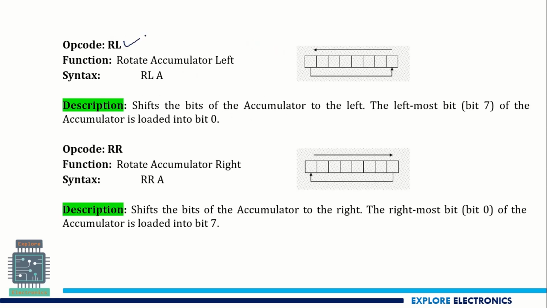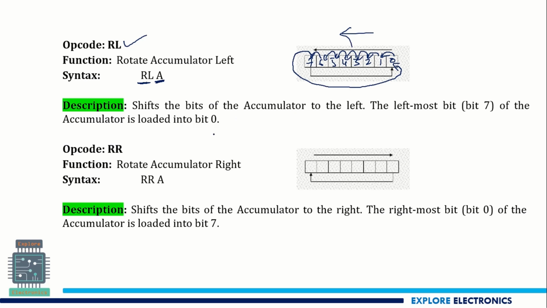Then we have rotate left. This is rotate accumulator left. RL A means rotate left with the accumulator data. So accumulator will be having 8 bits of value. Let me write 0th position, 1st position, 2nd, 3rd, 4th, 5th, 6th and 7th position. When we are going to execute RL A, this is rotating left, meaning it is going to shift 0th position to 1st, 1st position value to 2nd, 2nd to 3rd, 3rd to 4th, 4th to 5th, 5th to 6th, 6th to 7th. Where should this 7th bit go? It would go to 0th position. This is how the rotate left is going to work.